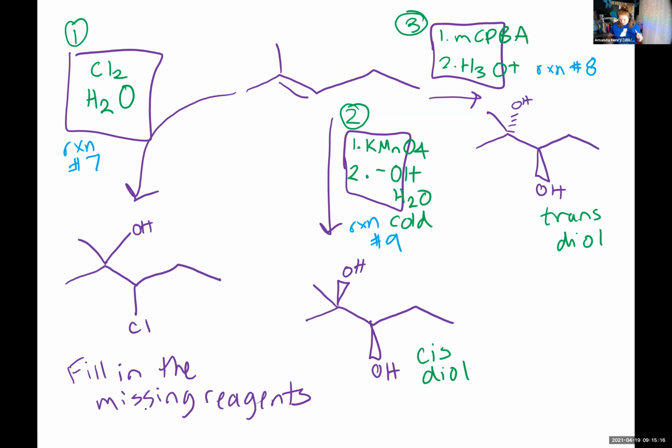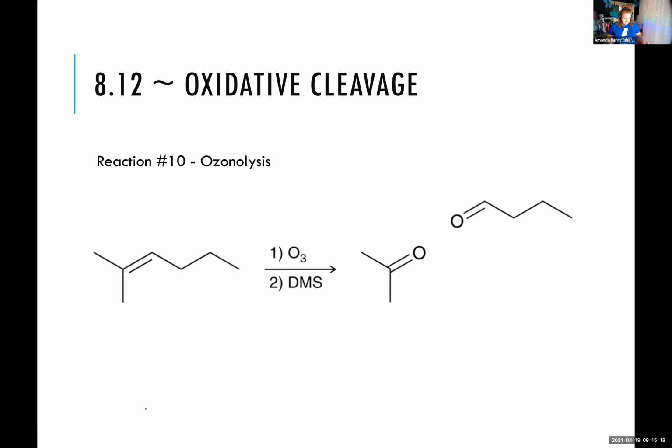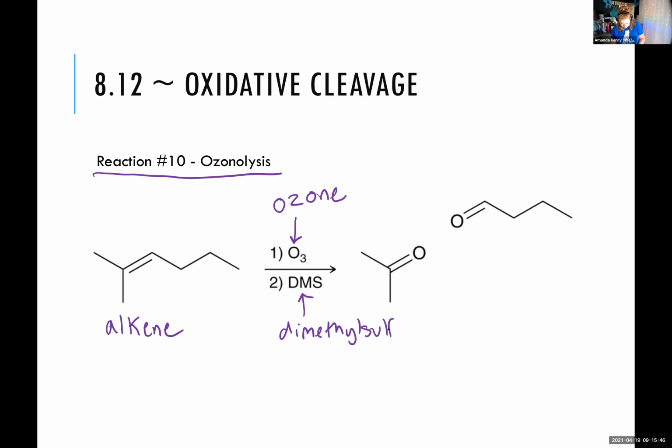Okay, we have one reaction left. I think that this one is kind of the coolest. It might be the weirdest. It is called ozonolysis. Might have the coolest name. Starting with an alkene, we're going to react it with ozone, so O3. And we're going to react it with DMS, which is dimethyl sulfide.